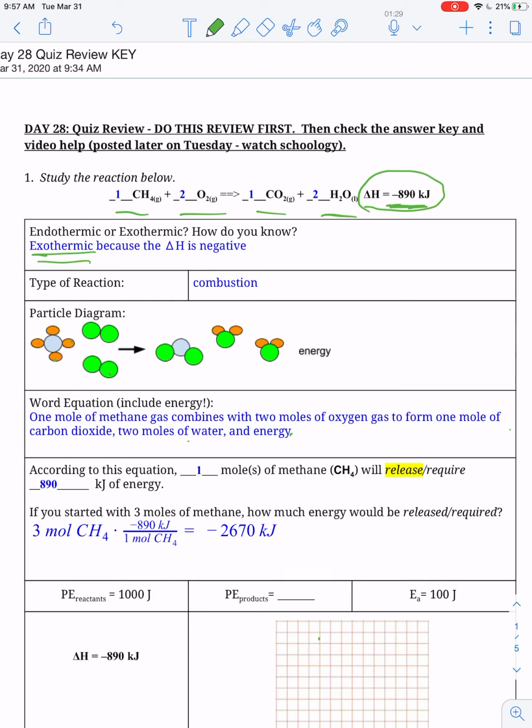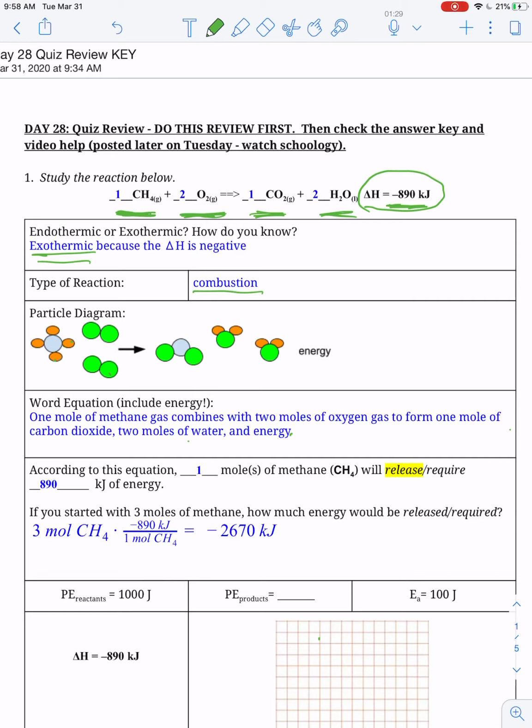You're also going to have to name the type of reaction. So this one's a combustion reaction because it has some kind of a hydrocarbon combining with oxygen. That's the burning aspect. And that always is going to make carbon dioxide and water. So you need to make sure you can classify the reaction. It might be single or double replacement, decomposition, or synthesis. So make sure you can do that.